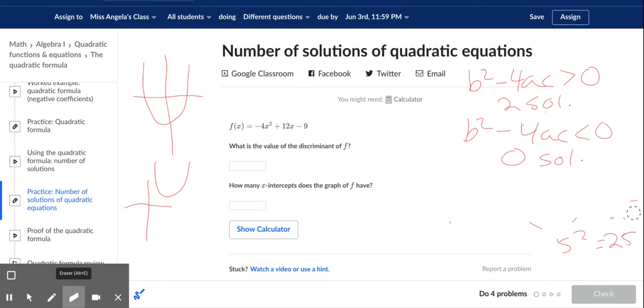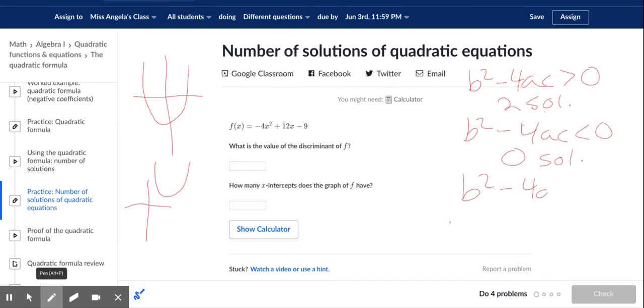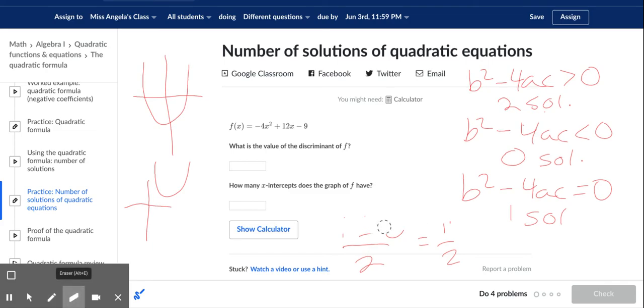If the discriminant is 0, that's the only other option, right? If the discriminant is 0, that's one solution. Because, for example, I might have 1 plus or minus 0 over 2. Well, that's just 1 over 2. That's one solution. So if the discriminant is 0, then that is one solution.